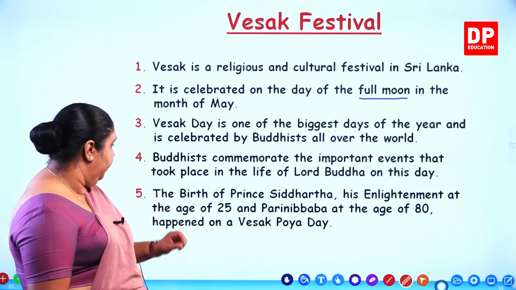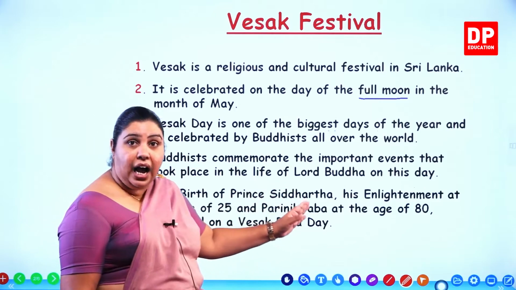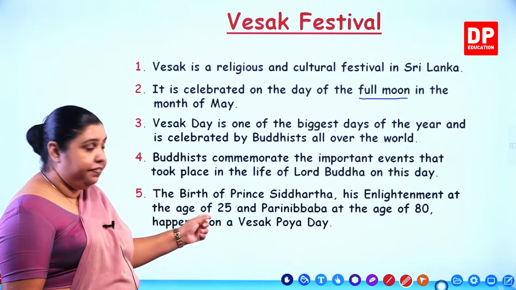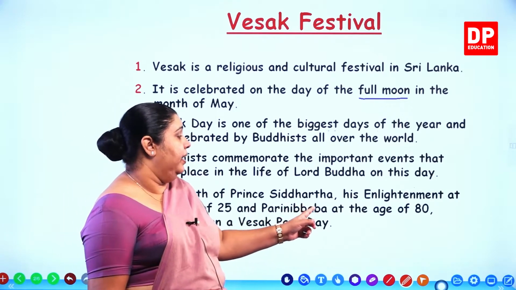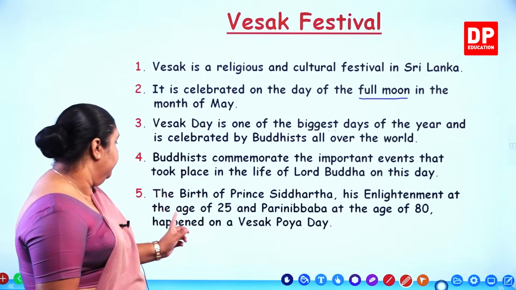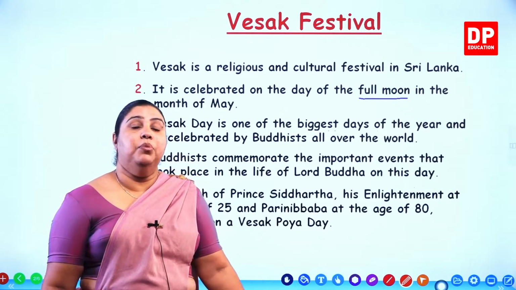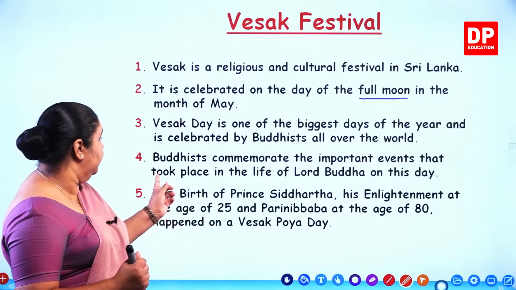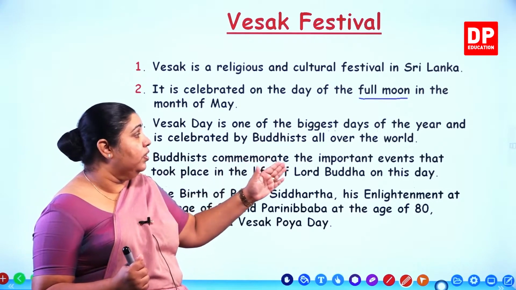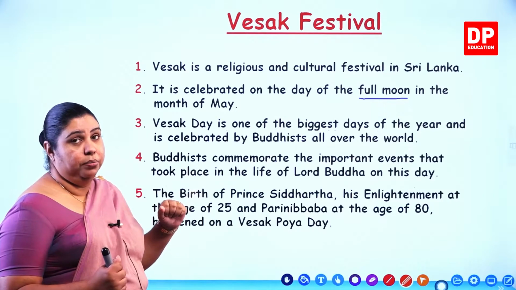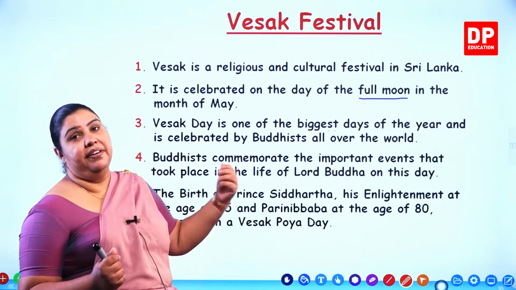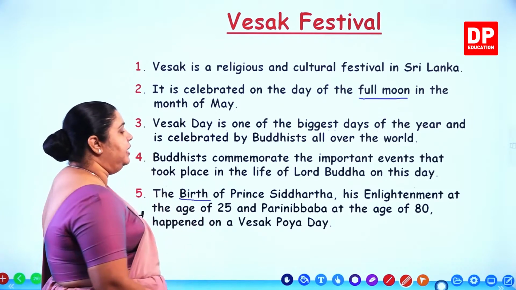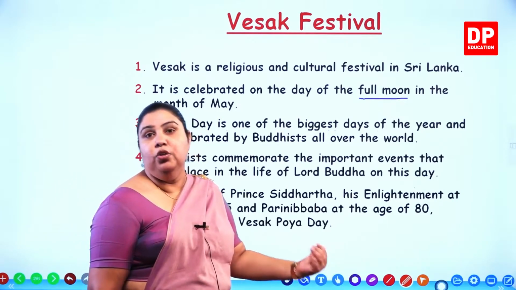Then number 5. The birth of Prince Siddhartha, his enlightenment at the age of 25 and Parinibbana at the age of 80 happened on a Vesak පෝය day. දැන් මොනවද මේ important events 3? දැන් අපි කියවනේ in our 4th sentence we said Buddhists commemorate the important events that took place in Lord Buddha's life. දැන් අපි කියනවා මොනවද ඒ events ටික? The birth of Prince Siddhartha. You have to write that. Birth of Prince Siddhartha. සිදුහත් කුමාරයාගේ උපත.